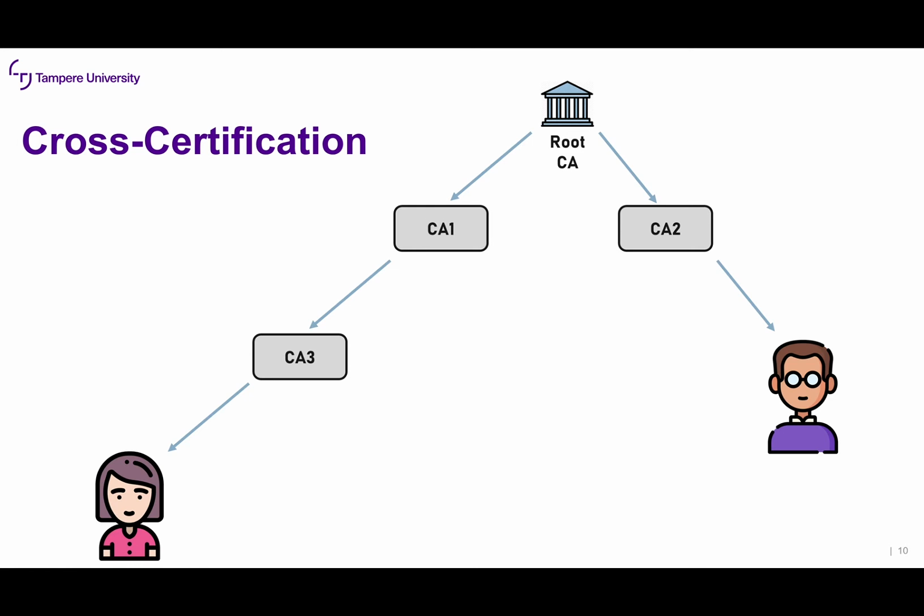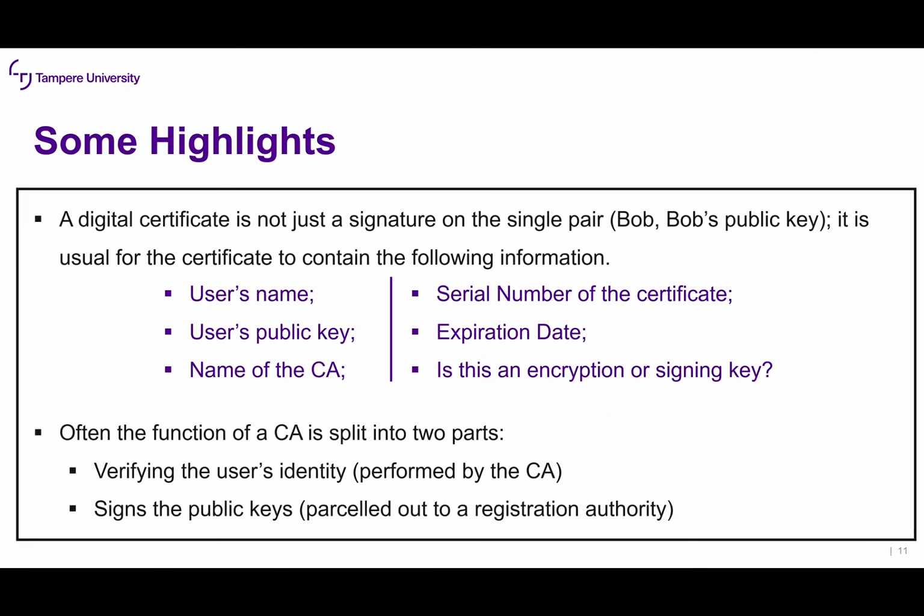So, Bob trusts CA2 and trusts the root CA, and therefore he can trust CA1 and CA3 that issued the certificate to Alice. Good, so some highlights.